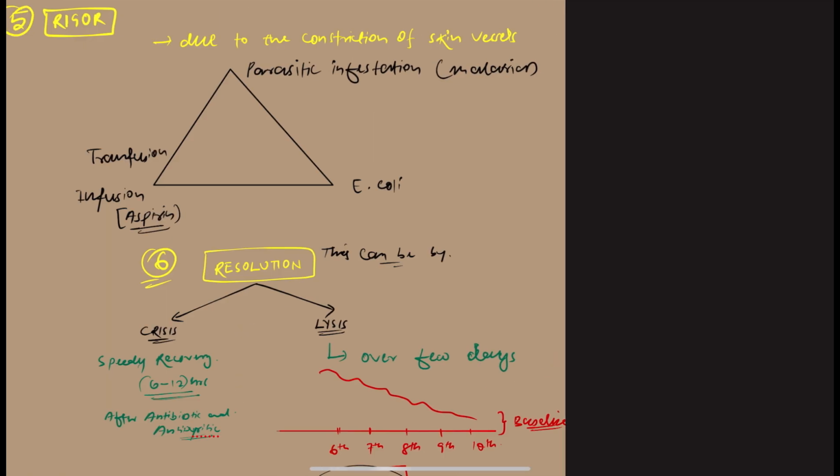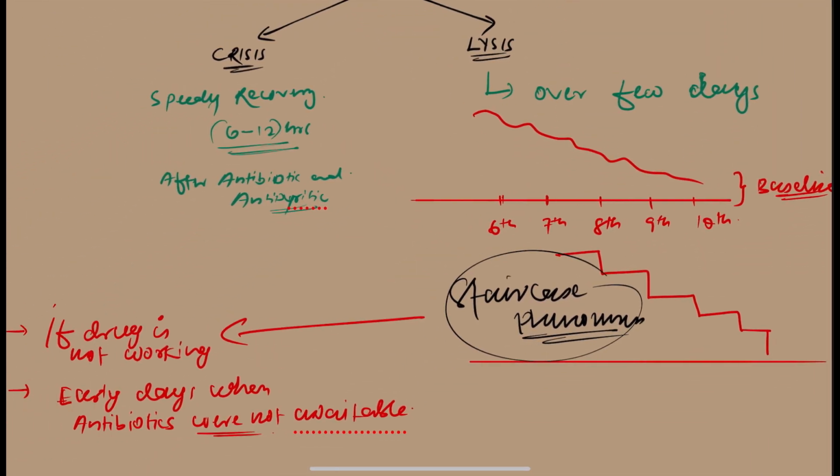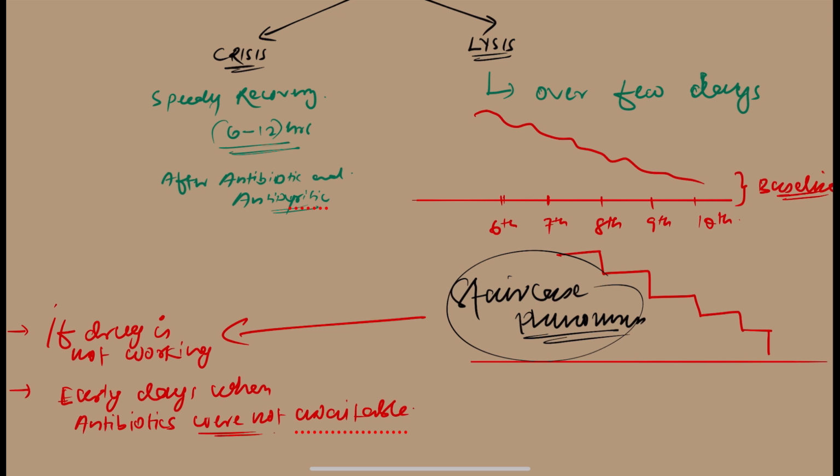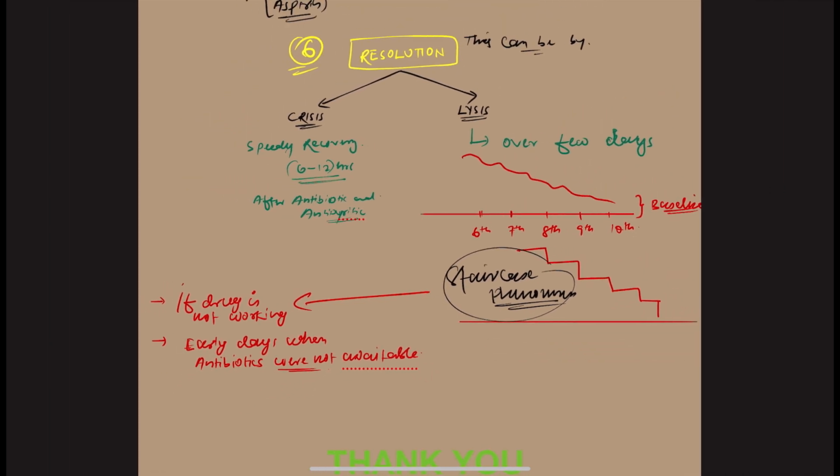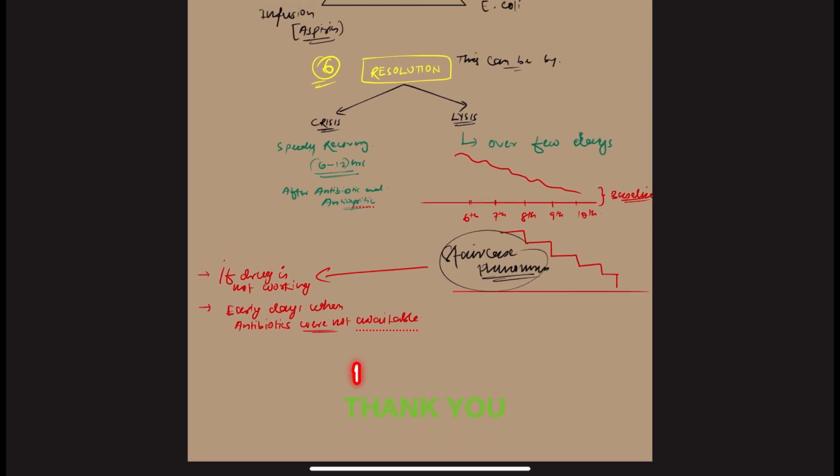Okay, so it will be showing the staircase phenomena. So मतलब gradually decrease होगा, देखिए, coming to the baseline gradually. So these are the few important parameters of the attribution of the fever to be characterized in the medicine OPD to diagnose the patient in a proper manner. So thank you guys.